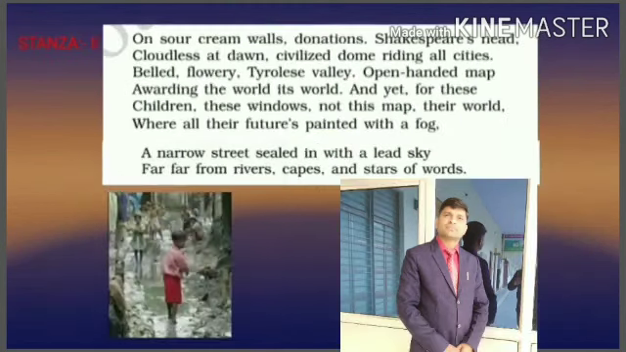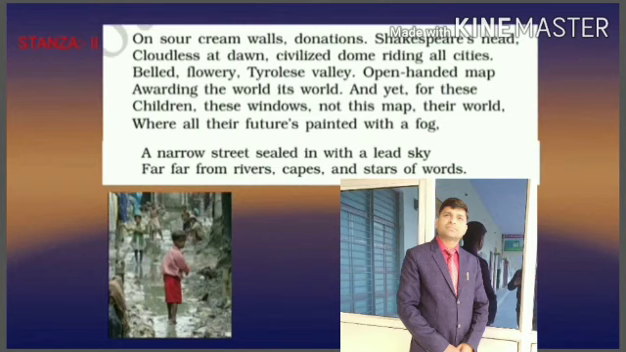Now, the explanation of the stanza number second. In the second stanza, the poet describes the walls of the school. They are cream in color, like the color of sour cream. This means that the walls are not clean. They have not been painted recently. The walls are covered with different charts and images that must have been donated by different people.